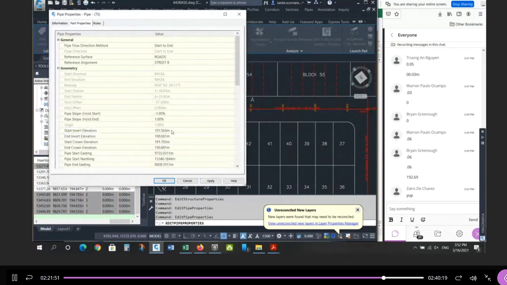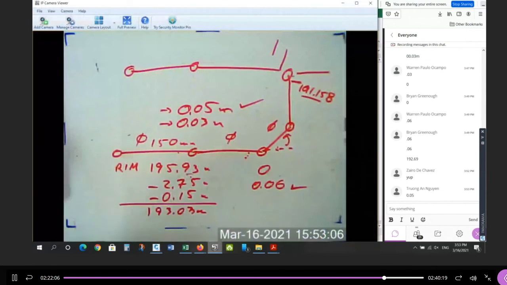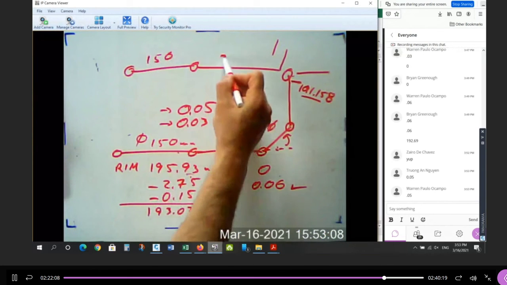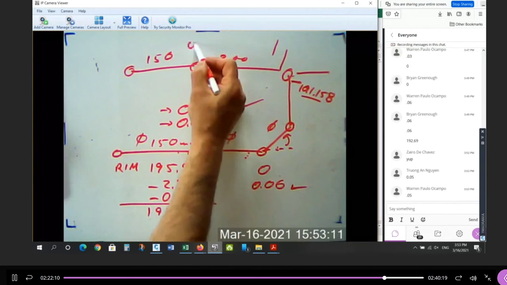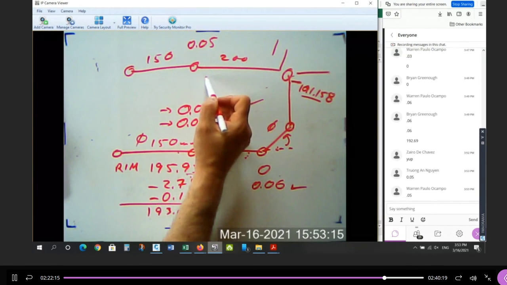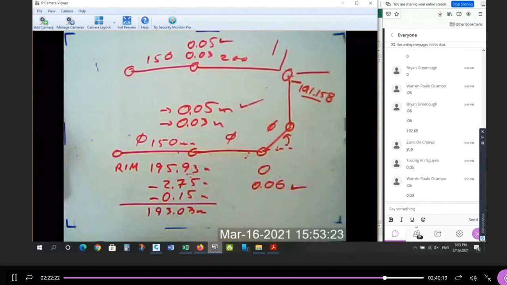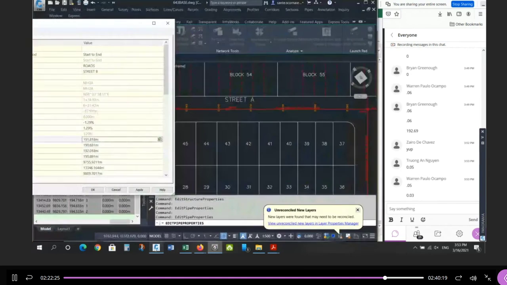Pipe properties, and I'm going to paste it here, and I need to have a minimum drop. So what am I going to use for a minimum drop? What's the difference in pipe size for these two? So this is a 150, this is a 200. What's the difference in pipe size? Yep, 0.05. And what's the minimum drop required across here, straight through? 0.03. Use the bigger one, so subtract 5 centimeters.